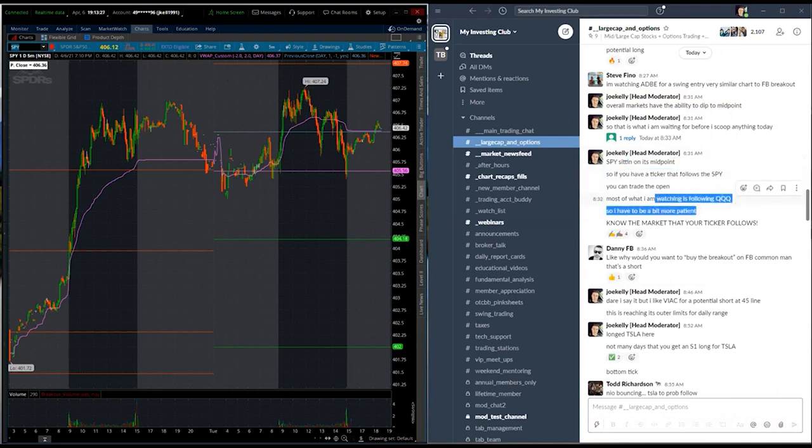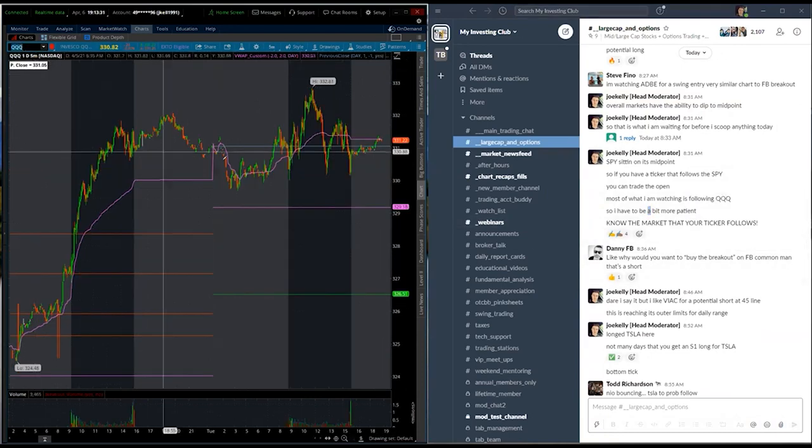Most of what I'm watching is following the QQQ, so I have to be a bit more patient. Know your market. With QQQ, I can't be aggressive buying a dip at the open when the midpoint is down here. I could easily get trapped or get faked out in this opening candle. I need to wait until it gets into this zone before I ever do anything. So basically, once it gets under 330, I can do something. It didn't do it. Midday, it pushes.